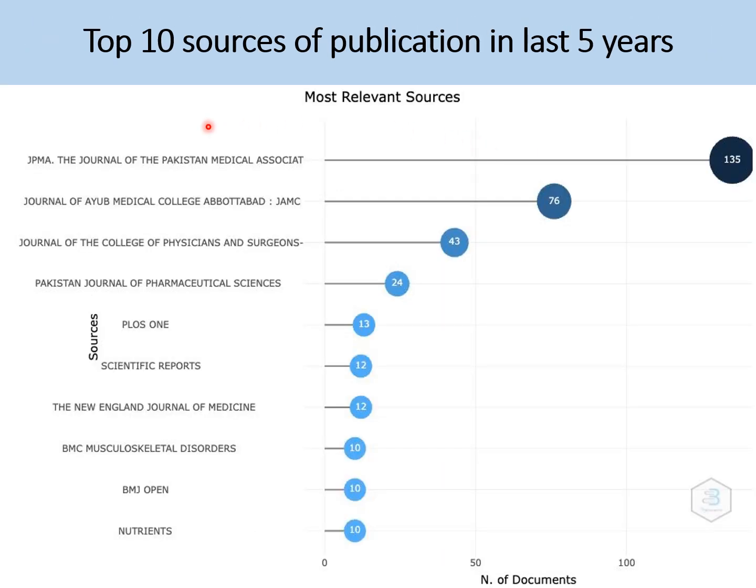So now, top 10 sources of publication in the last 5 years. You can see 135 publications from the Journal of Pakistan Medical Association, JPMA, and 76 from Ayub Medical College Journal, and likewise 43 from the Journal of College of Physicians and Surgeons, and then PLOS One, Scientific Reports, New England Journal. So you can see the top three, top four journals are from Pakistan.